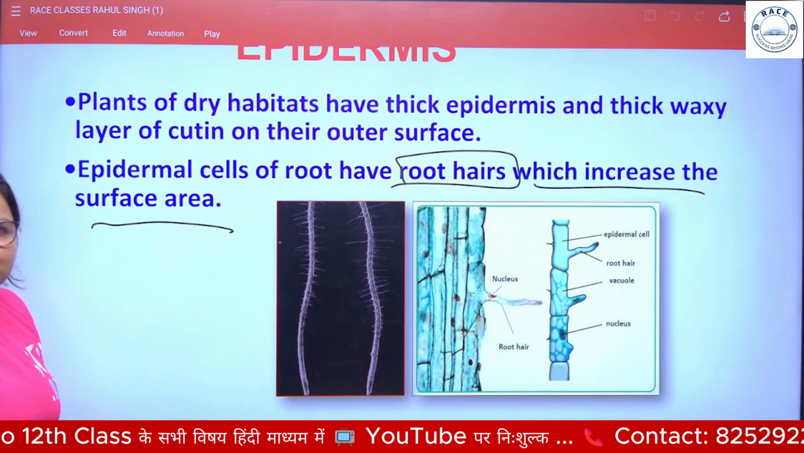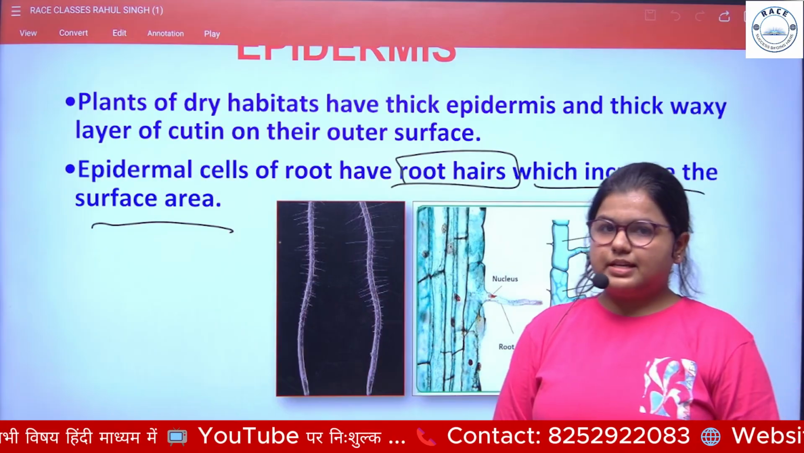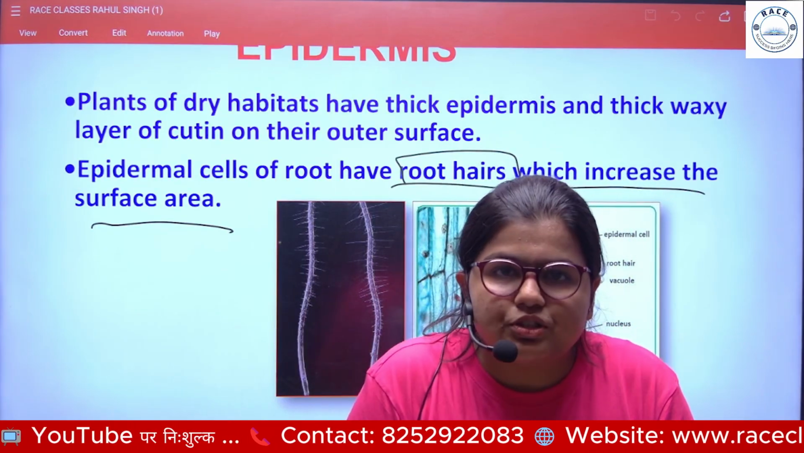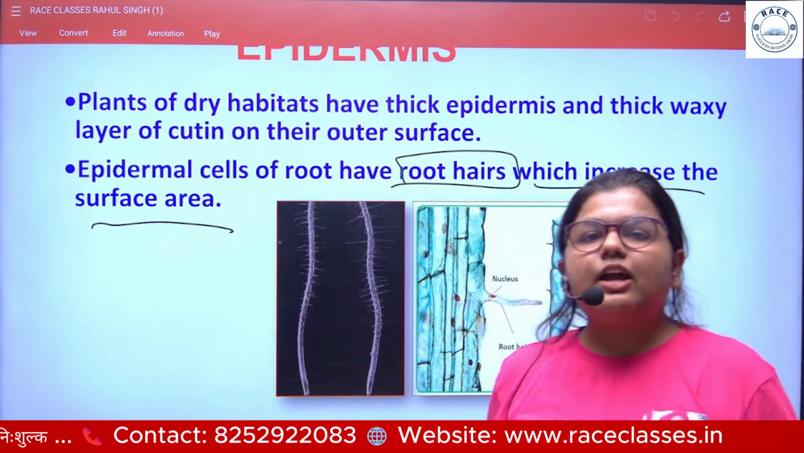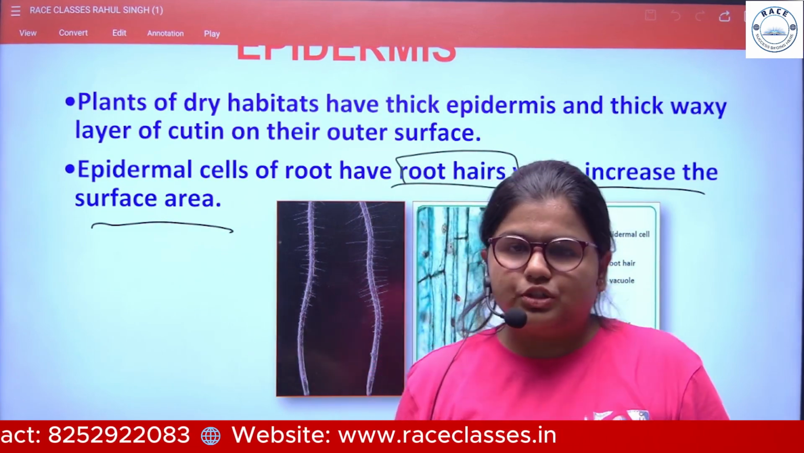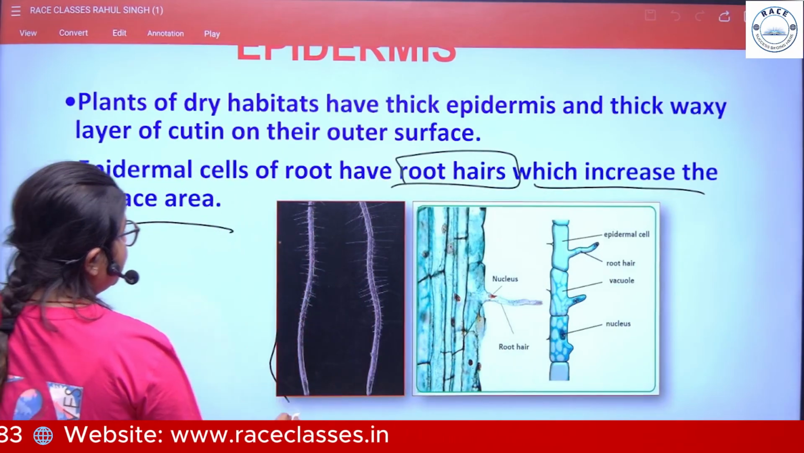So, when we talk about the small intestine of the human body, it has microvilli present in it. What do they do? They increase the surface area for absorption. The same way, plants have root hairs. They also help increase the surface area for better absorption. You can see these are the root hairs.